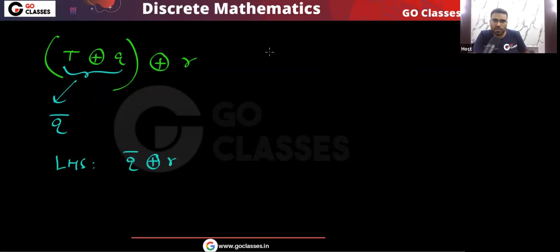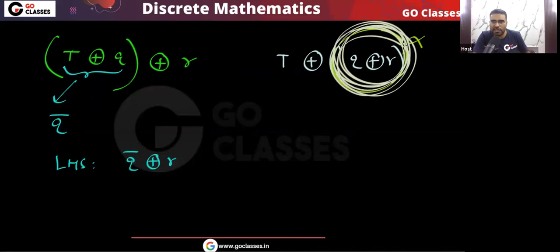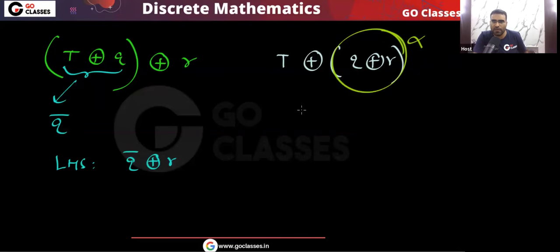What will be RHS? I am putting P true. Let's assume this entire thing is alpha. What is true XOR alpha? That is alpha bar. If alpha is true, the final result will be false. If alpha is false, the final result will be true. So the final result is opposite of alpha, this will be alpha bar. So RHS is Q XOR R whole complement.